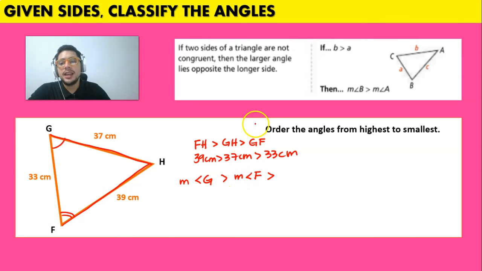And that is going to be higher than the angle opposing the lowest side. So the lowest angle is angle H, because it opposes the shortest side, which is GF of 33 centimeters. So even though we're not given the angles, we can still order them from smallest to highest or highest to smallest, because the smallest angle is going to be opposing the shortest side, and the highest angle is also going to be opposing the longer side.